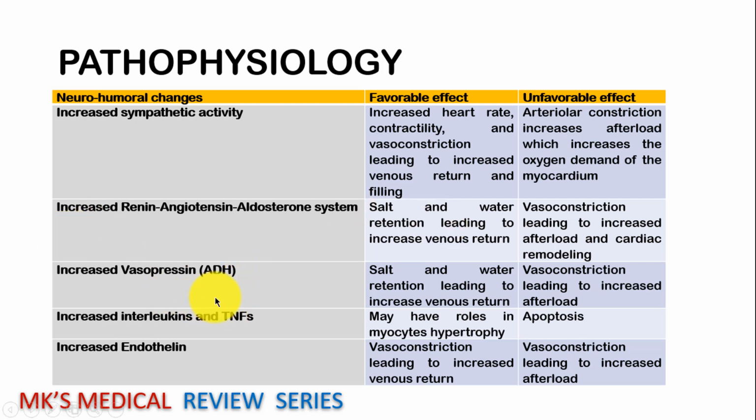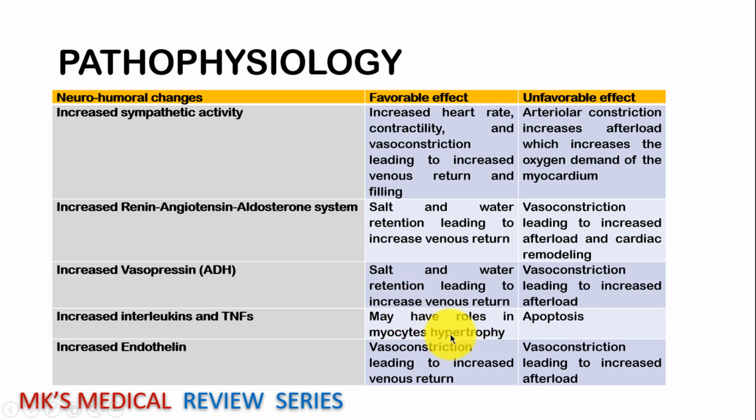You also have increased vasopressin, which retains salt and water, just like with the renin-angiotensin system. It also causes vasoconstriction, just like I have already explained. Then you also have an increase in interleukins and tumor necrosis factors. These actually may have a role in hypertrophy.